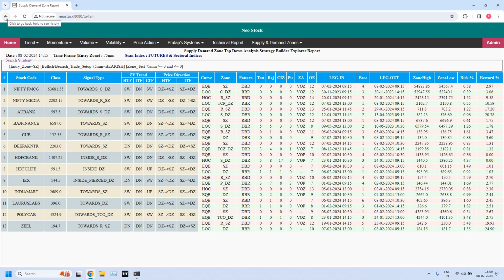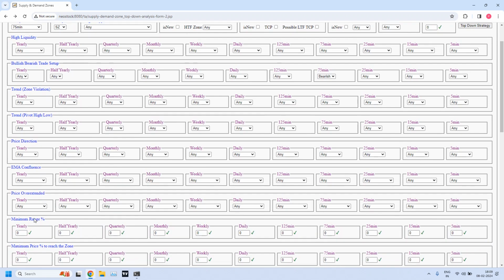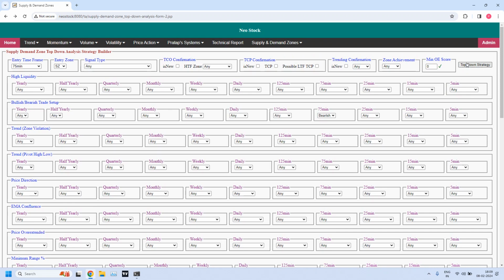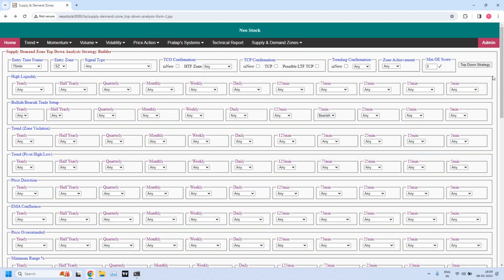Okay, let me go back. And then we will set the reward. Reward means minimum range percent. So here for 75 minutes, we will set 75 minutes supply zone to demand zone, a minimum 3% reward we are expecting. See, now the number is reduced to 4. So out of these 4, how many are near to the range? Within 1% level, any is there? Maybe tomorrow we will get a chance to get an entry.